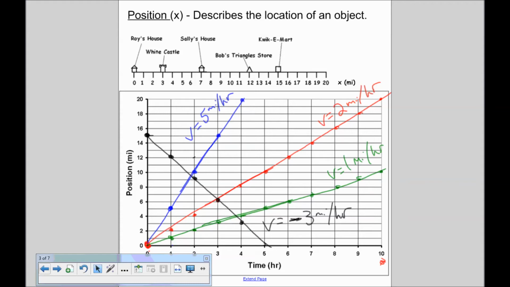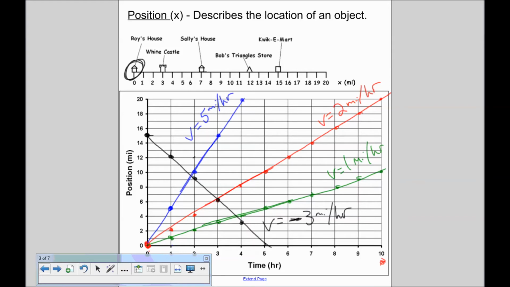Okay, so let's think about this. Let's suppose that we had one last object that started out moving very slowly, and then it gradually sped up and went faster and faster and faster and faster. Okay, so let's think about what's going to happen. What color do I want to use? I think I'm going to use black again. All right, so we'll go back to Roy's house. We're going to move forward again. We're going to start at Roy's house, though.